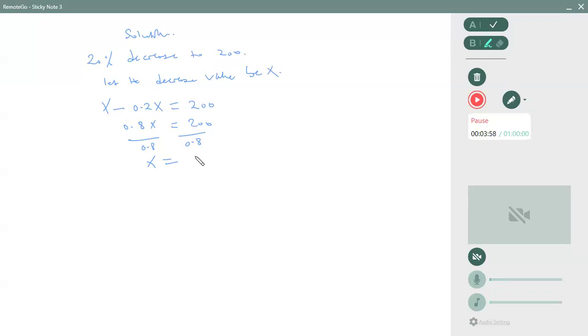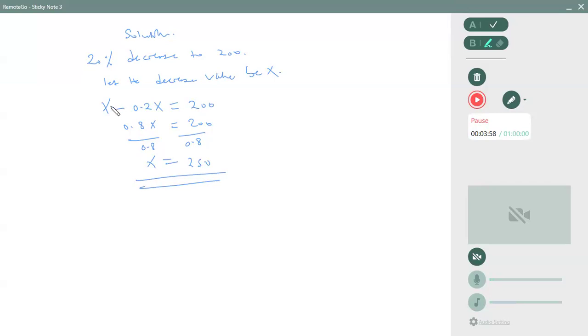Somebody with a calculator? 200. 200 divided by 50. So that means the original value is 250. 250. Excuse me, how did you get the 0.8?